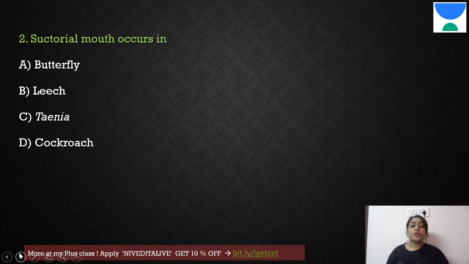Next one, suctorial mouth occurs in butterfly, leech, Taenia solium, that is tapeworm, and cockroach. So what would be the answer here?